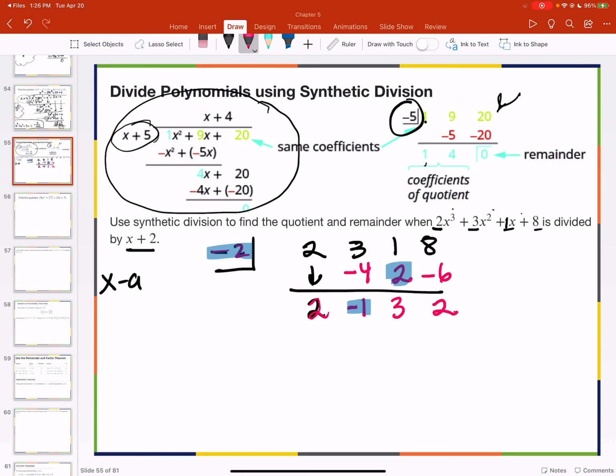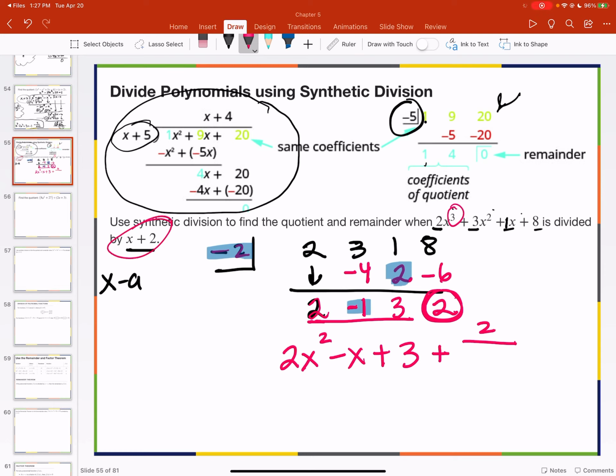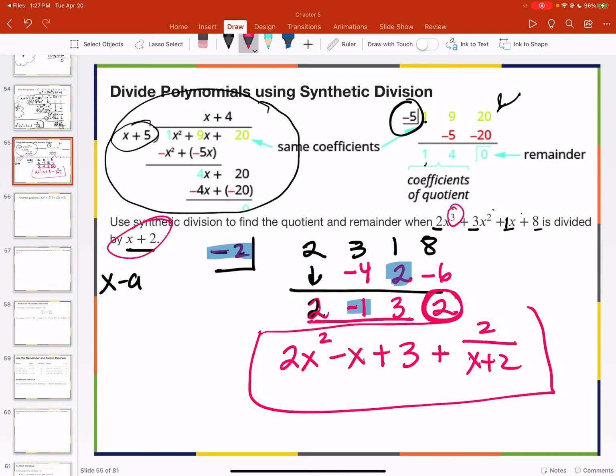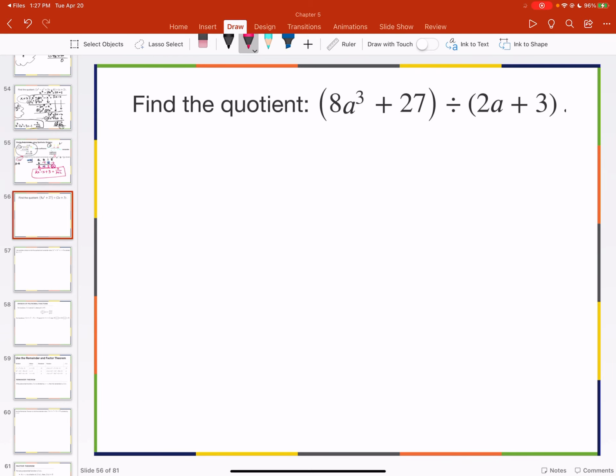Okay, so final answer. This was a cubic to begin with, so your answer is going to start with x squared because you divided by a linear term. So your answer will be 2x squared minus x plus 3. And then this is the remainder. So that would be plus 2 over, and then whatever we divided by, in this case, x plus 2. Okay. All right, let's do another one.